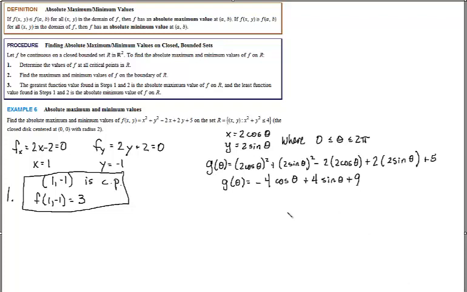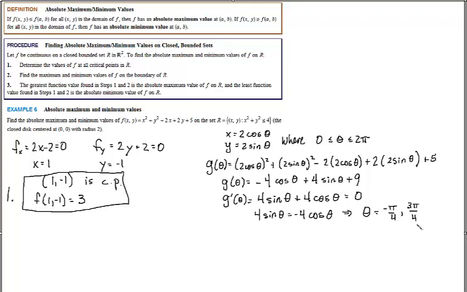Now in writing it in terms of theta, I have written this equation in terms of just one variable, and that's going to make things a lot easier when I'm checking this boundary. So I've got my new equation in terms of one variable. I'm going to need to find the derivative so I can find the corresponding critical points for this function.